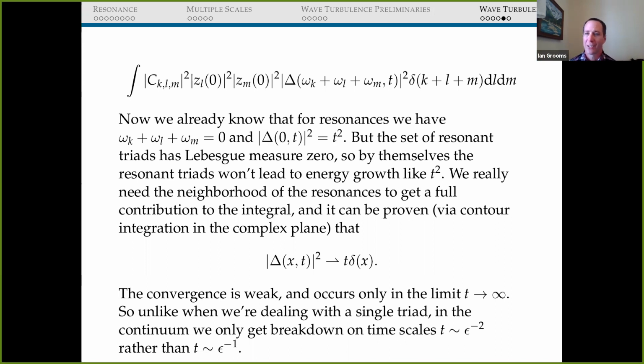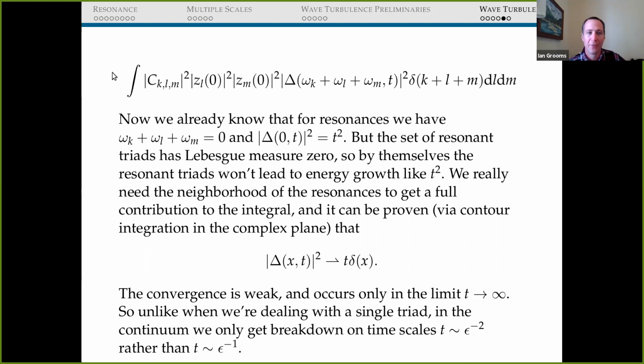So you might expect they don't do anything. Resonances don't do anything. That's not quite true. What actually happens is just that the effect of the resonances is not as strong in the PDE as it is in the ODE. So you have to do now some asymptotics on this integral.